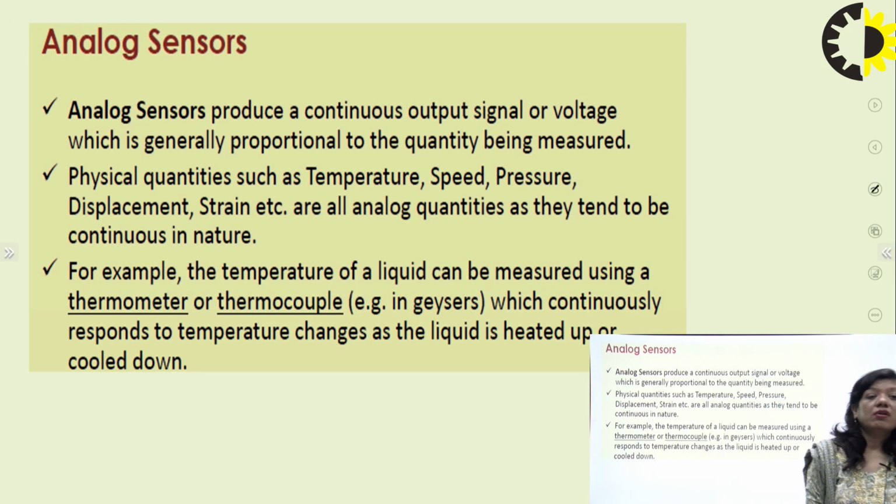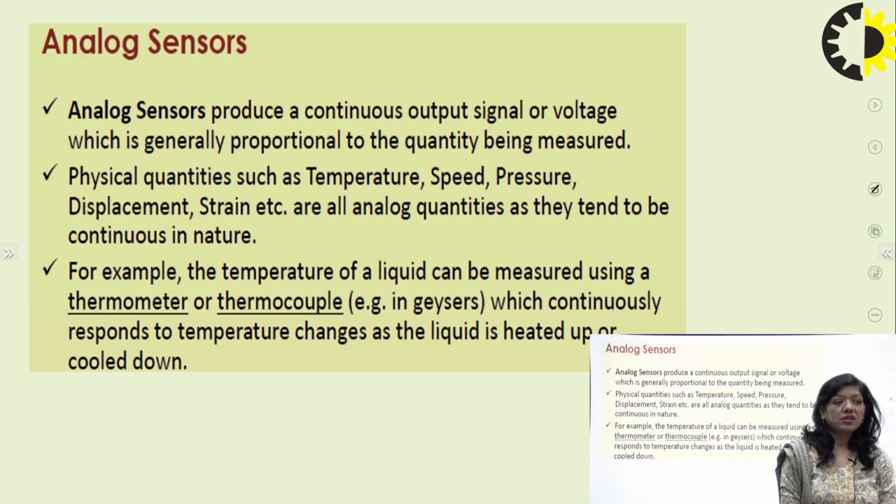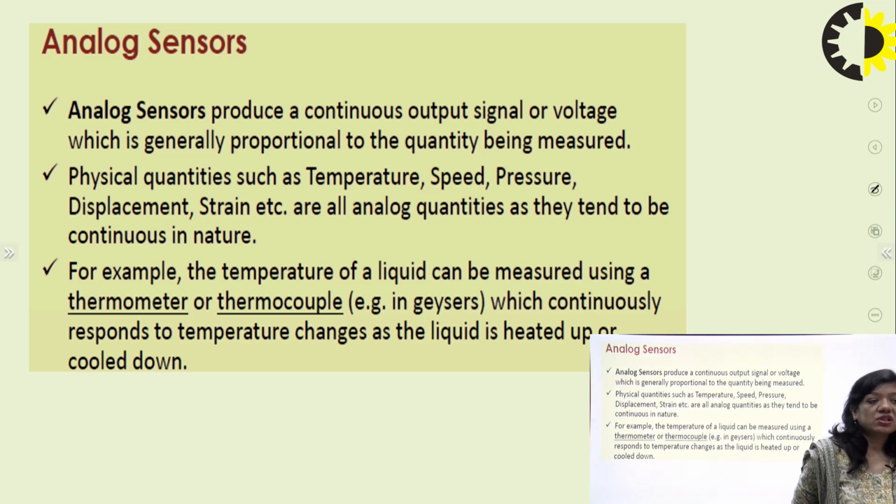Now, what are analog sensors? Analog sensors produce a continuous output signal or voltage which is generally proportional to the quantity being measured. Physical quantities such as temperature, speed, pressure, displacement, strain, etc. are all analog quantities as they tend to be continuous in nature. For example, the temperature of a liquid can be measured using a thermometer or thermocouple, for example in geysers, which continuously responds to temperature changes as the liquid is heated up or cooled down.